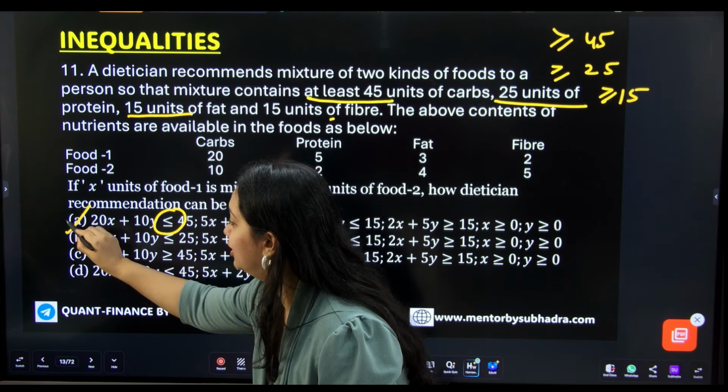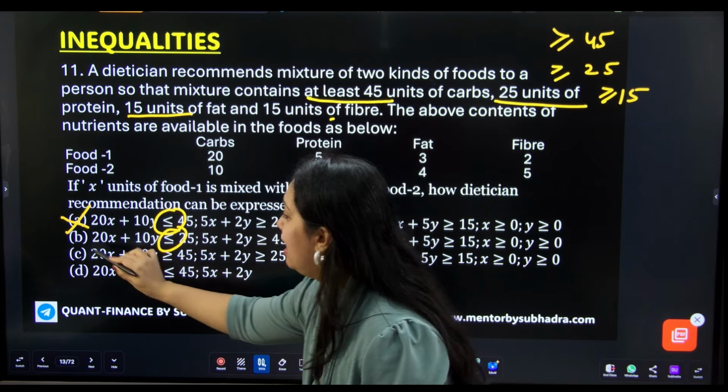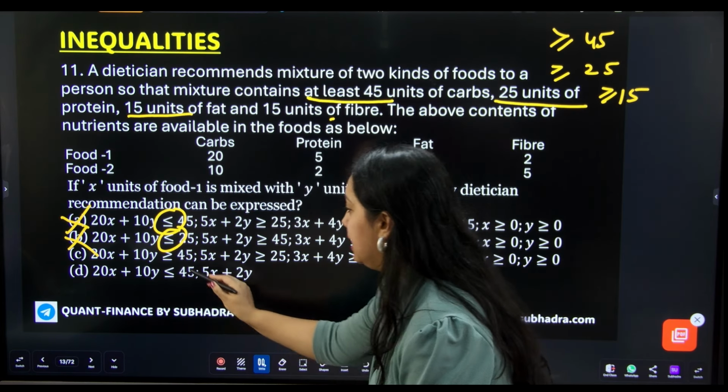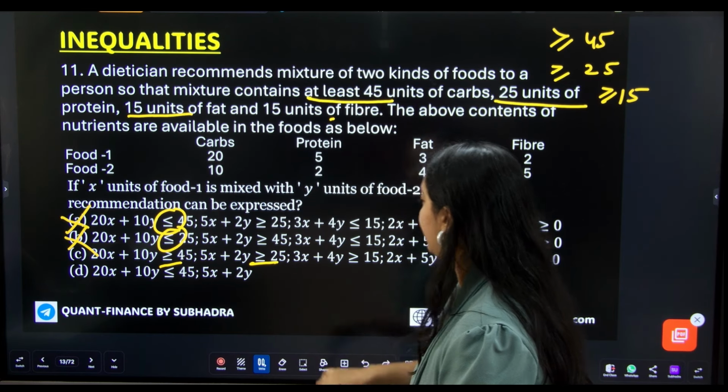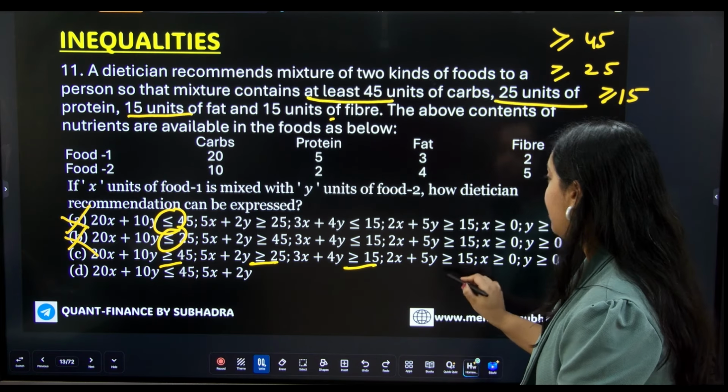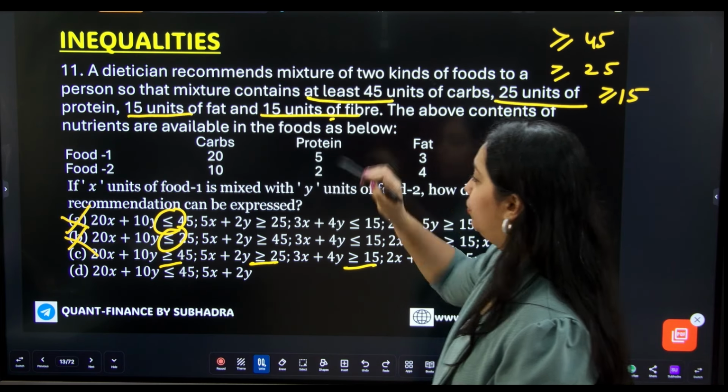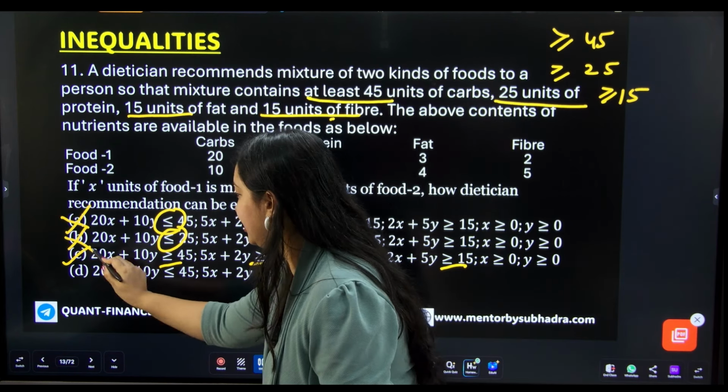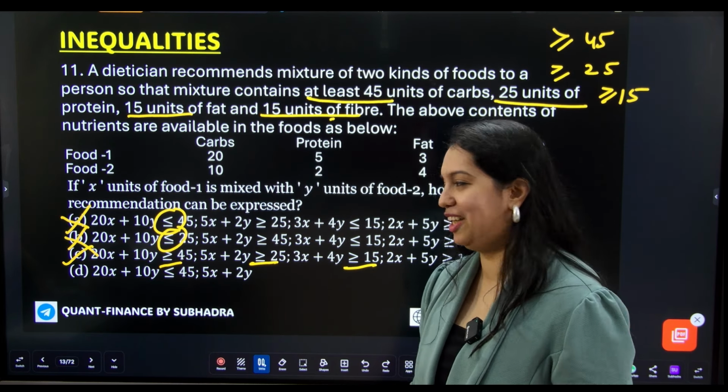This is less than, this option is wrong. This is less than, this option is wrong. Option C, greater than 45, greater than 25, greater than 15, greater than 15. Oh, this is the fourth one. So, option C is correct. Chiller question from inequality.